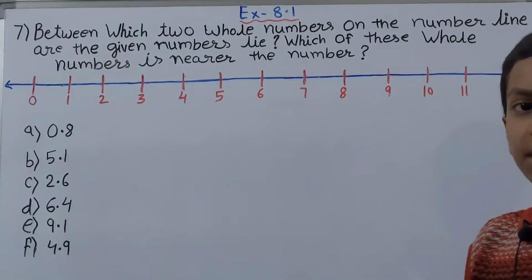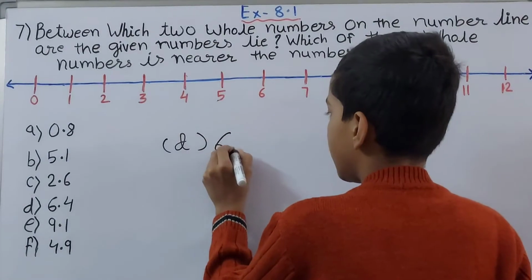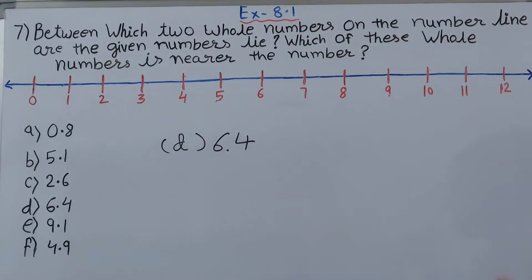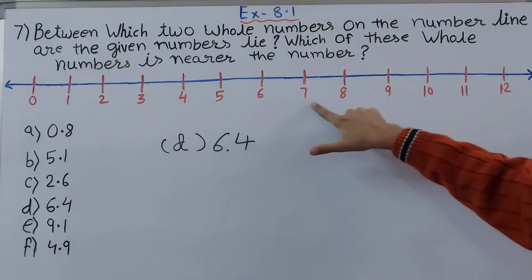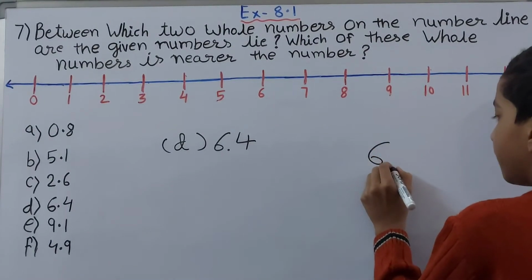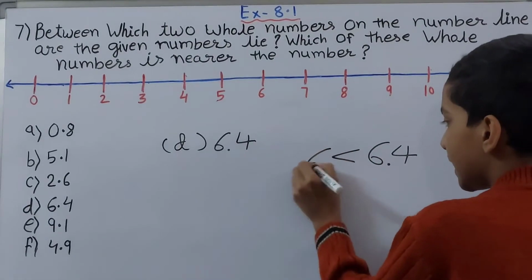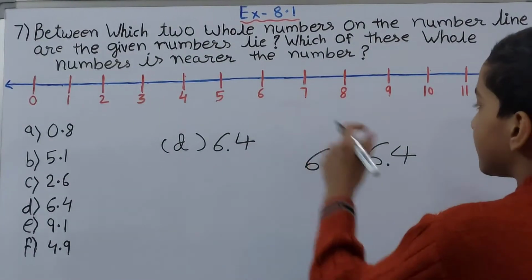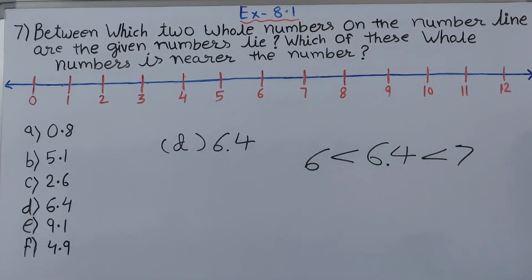Now friends, let's see the D part. So the D part is 6.4. So what we have to do over here, you can see 6.4 lies between whole numbers 6 and 7, and this 6 is here, and after the decimal point in the tenths place we are having 4. So that means this 6.4 is greater than the whole number 6, but it is not even making 7 wholes. So that means it is smaller than 7 wholes.